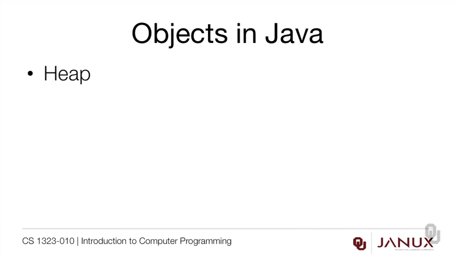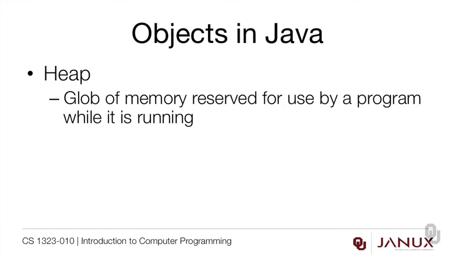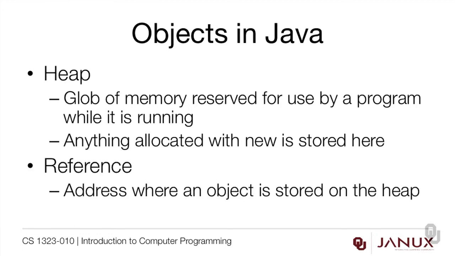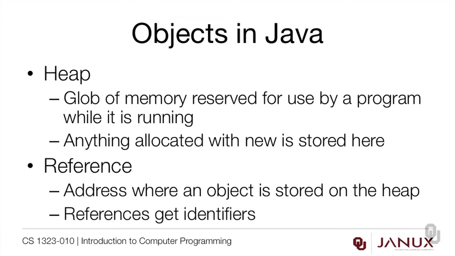Objects are stored on the heap. The heap is a glob of memory that's reserved for use by a program while it's running. Anything that's allocated with new is always stored on the heap, so there can be a lot of memory on the heap. The reference is an address where an object is stored on the heap. And references get identifiers. Remember, when we had primitive data, we used an identifier to refer to its location in memory too. But there's a little difference here that you'll see when we draw the memory diagrams.